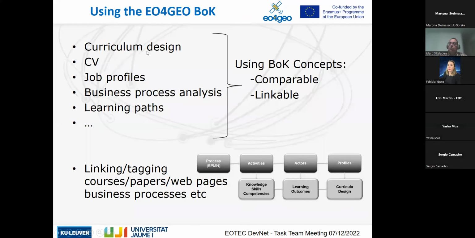Now, that looked all very theoretic, but we of course also want to use this information and make sure that there's an uptake in the field. So why would you use the body of knowledge concepts and the body of knowledge in itself? We can use it for curriculum design, for job profiles, business process analysis, for linking and tagging courses, papers, web pages, and so on. So to do all this, we developed a set of tools, an ecosystem of tools for the body of knowledge, and Sven will explain a little bit more about that.